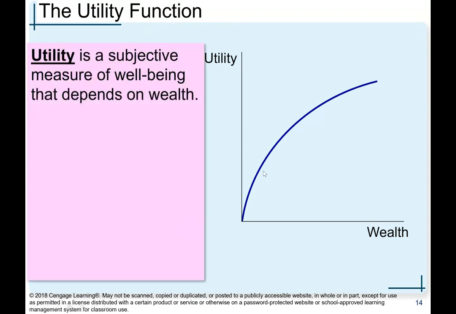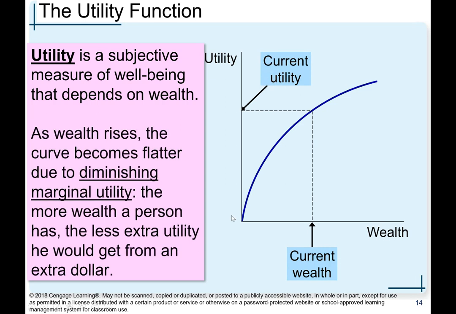So here's a utility function. Utility is a subjective measure of well-being that depends on wealth. Okay? The wealthier you get, the happier you are. What utility is telling you is that satisfaction diminishes over time. As wealth rises, the curve becomes flatter due to diminishing marginal utility. The more wealth a person has, the less extra utility he would get from an extra dollar.